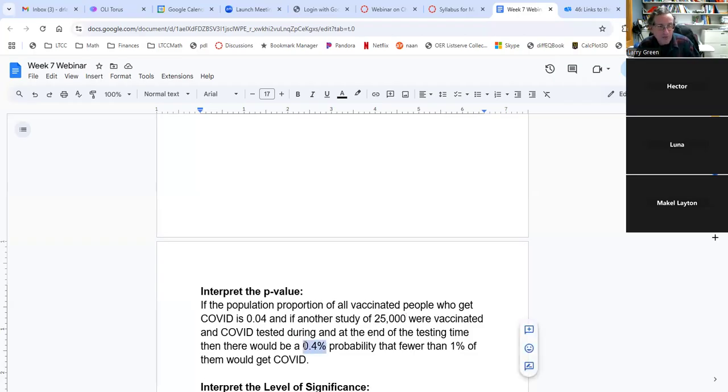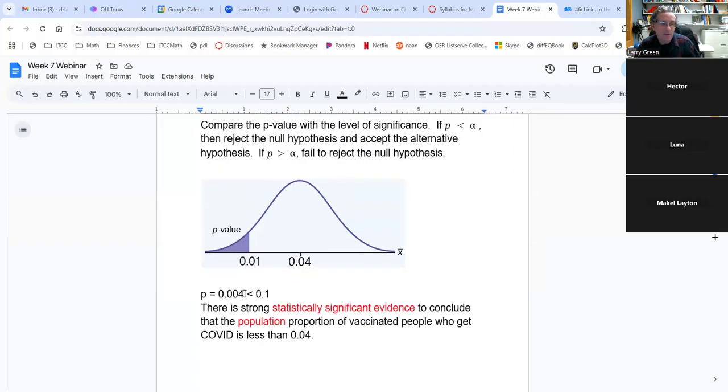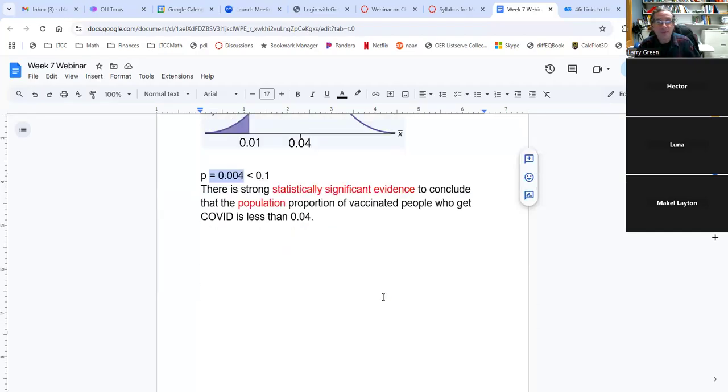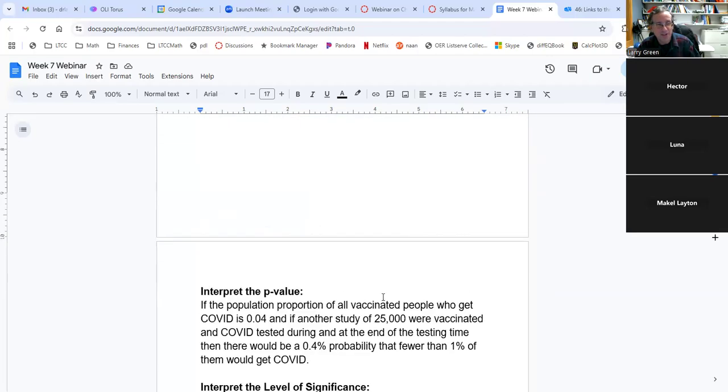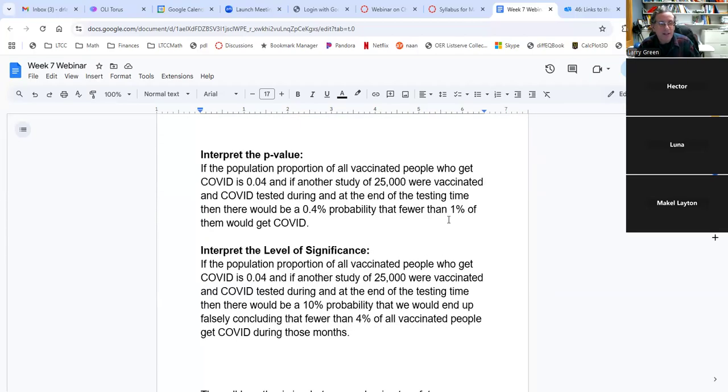Notice the 0.4%. That is because that was our p-value. If you move the decimal over two places, you get 0.4. And that's how you take decimals and turn them into percents. Okay, 1%. Actually, that should be 10%. 10%. Fewer than.